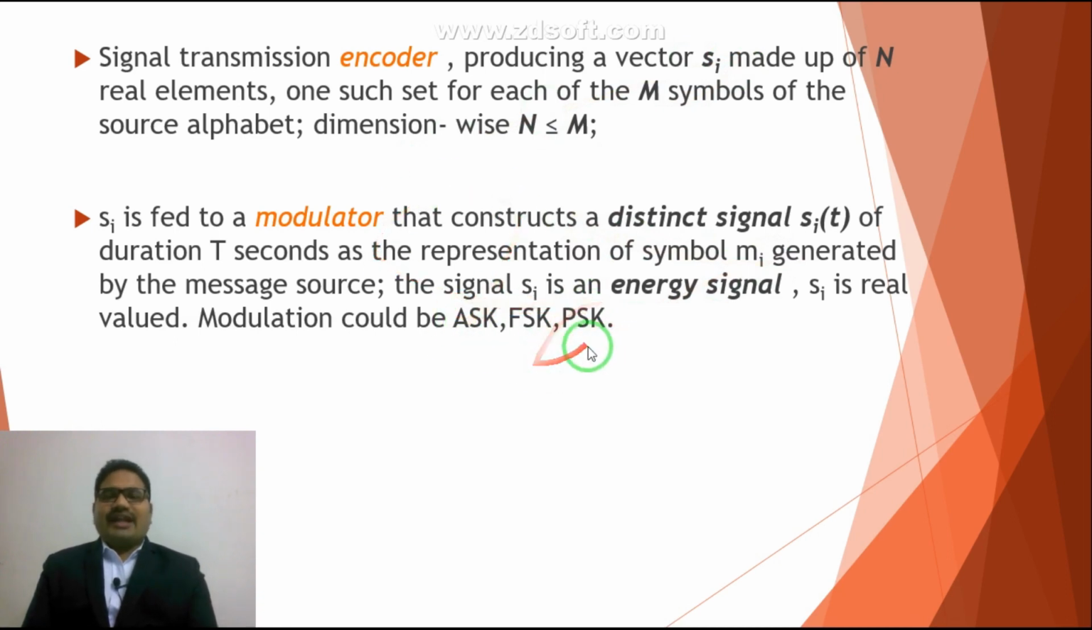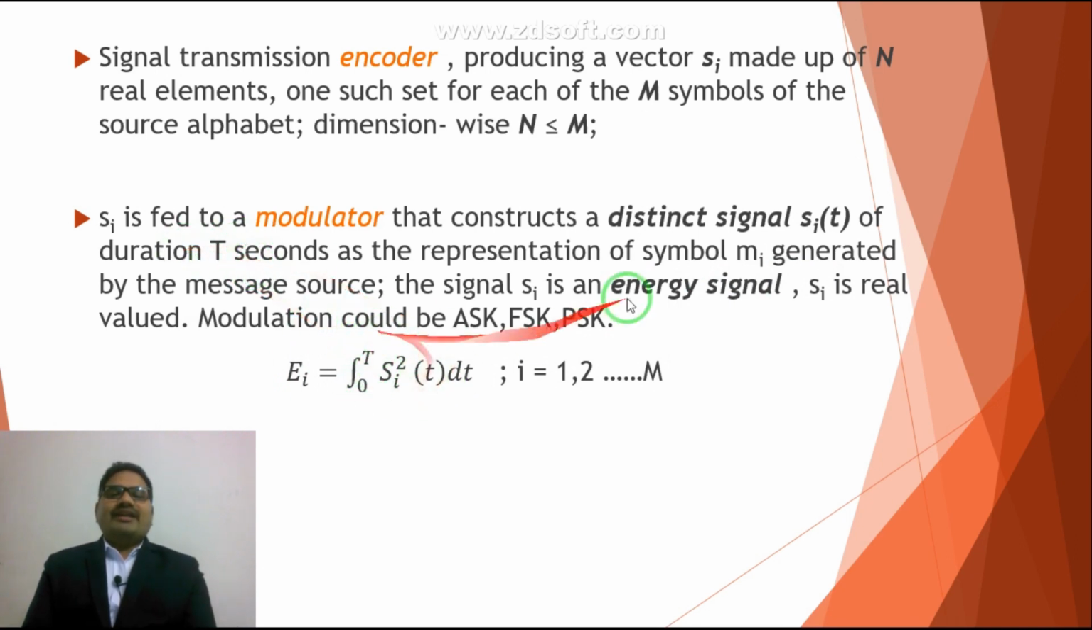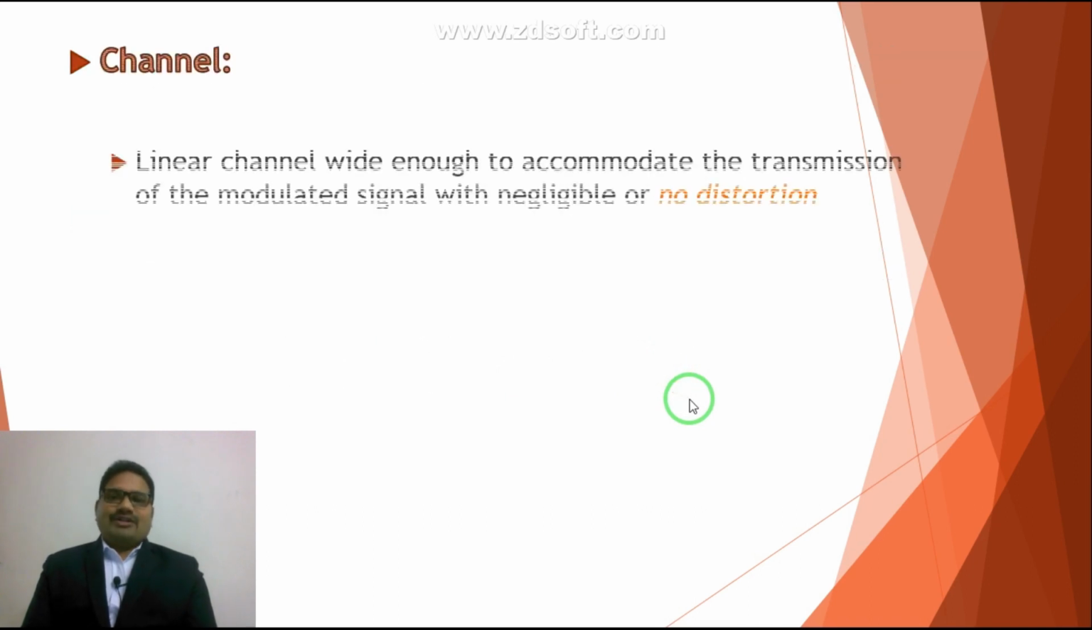The modulation that could be used here is ASK, FSK and PSK. Now the energy of this signal can be given as Ei, which is equal to the integration from 0 to T, because it is of duration T seconds. So the energy of the signal is given by the integral of Si squared of t dt, where i equals 1 to M. M is the number of symbols.